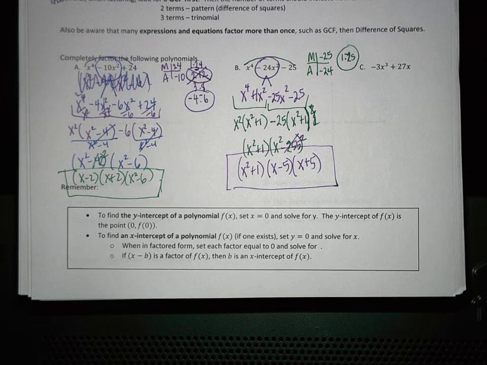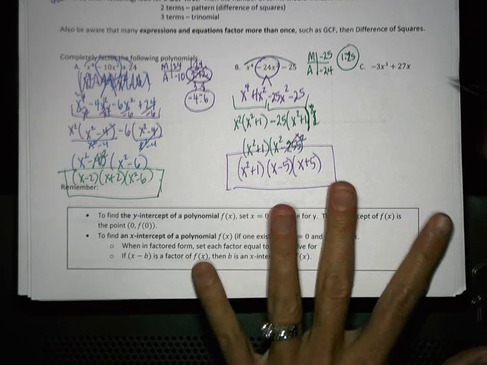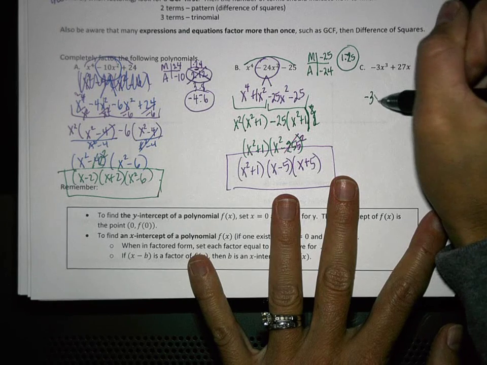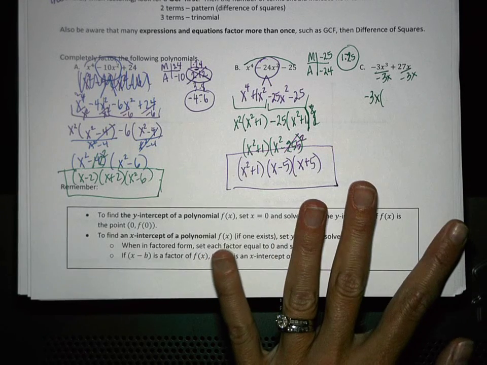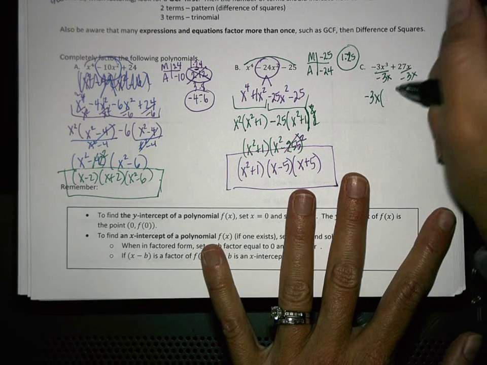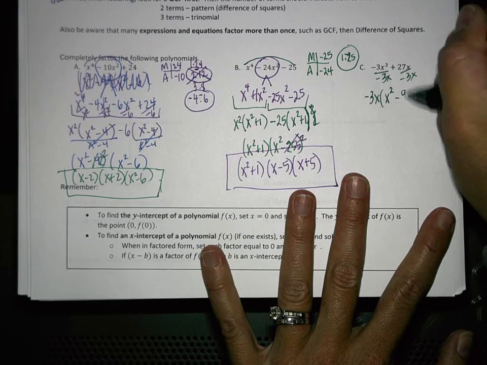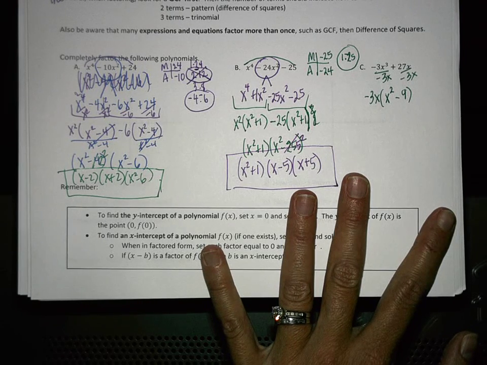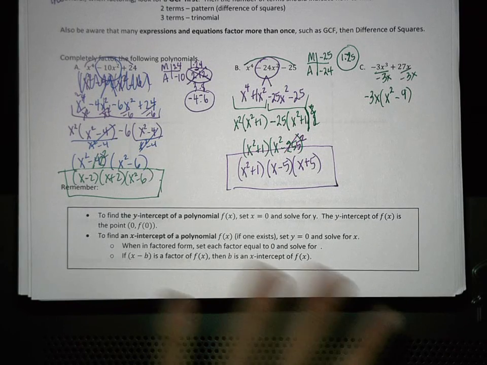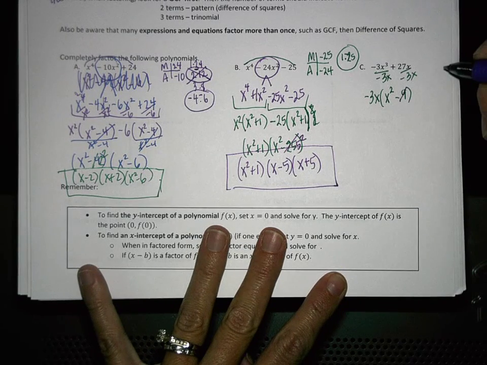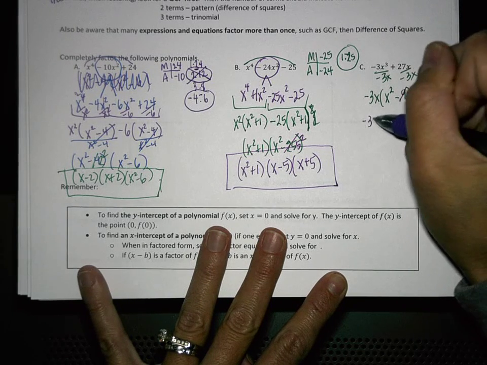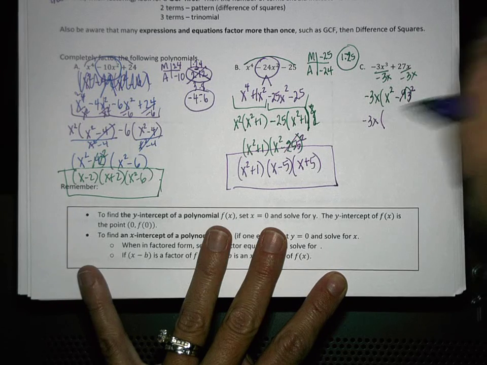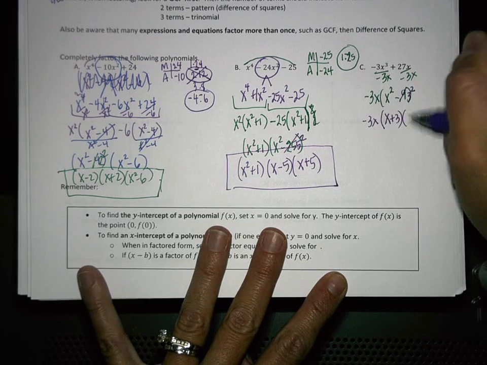All right, C, what do I do first? GCF. Is there a GCF? Very good. Negative 3x is correct. So my GCF is negative 3x. So I'm dividing each of these by negative 3x. And what do I end up with? Good. X squared minus 9 is correct. Is this a square? Yes, because 9 can be written as what? 3 squared. So we have negative 3x still in front, and then it becomes what? X plus 3, x minus 3.